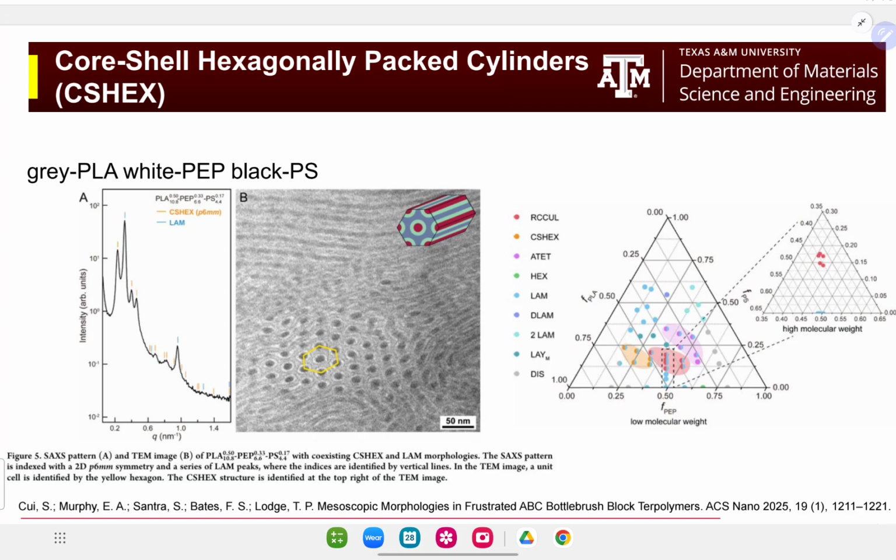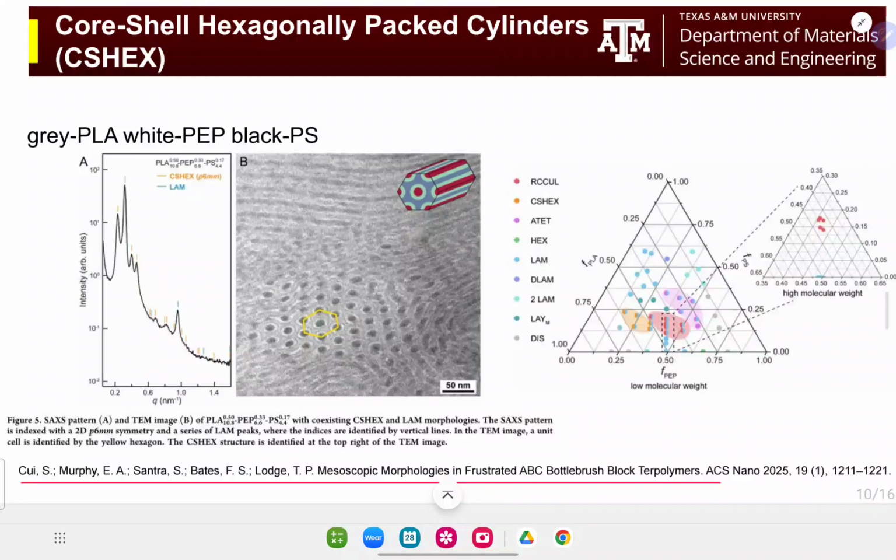As shown in the TEM images, white PEP domains form the shells surrounding black PS cylinders, all embedded within the gray PLA matrix. Also in this figure, we can see some distortion of the unit cell from perfect hexagonal symmetry, likely caused by either oblique slicing during microtoming or shear deformation during sample preparation.